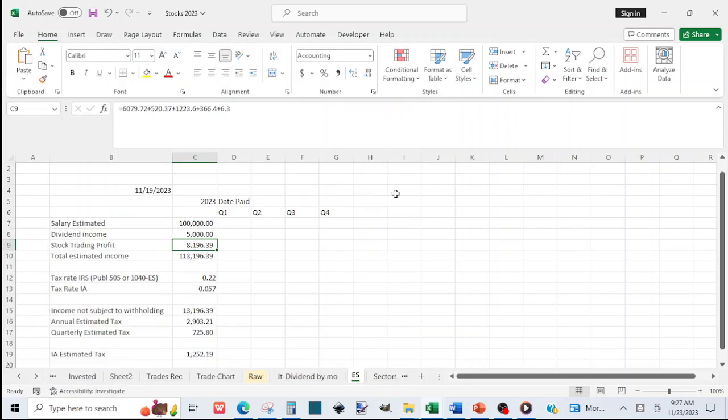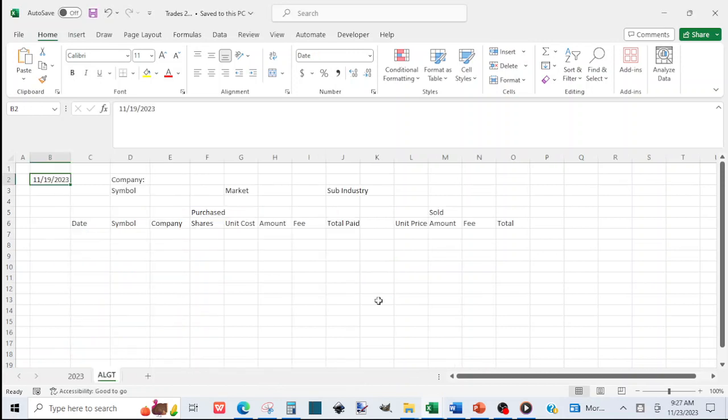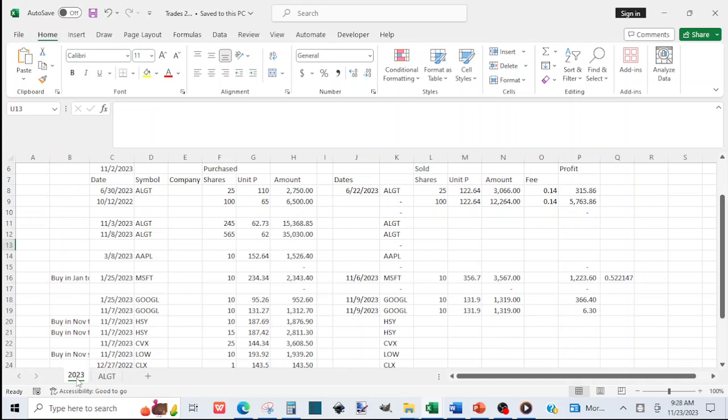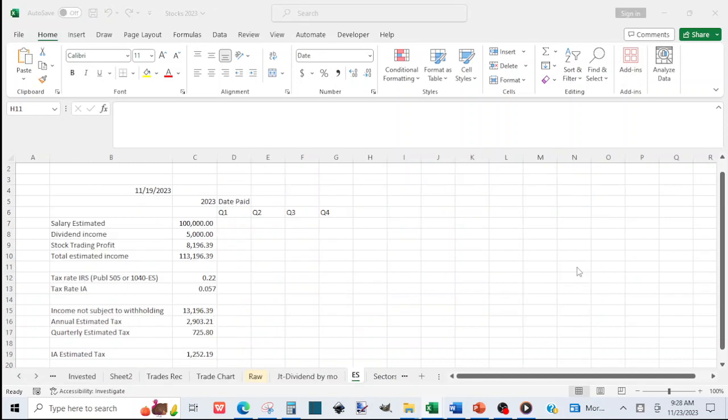And you just have a way of recording those. And it's just an example. In fact, let's go back to the investment spreadsheet.